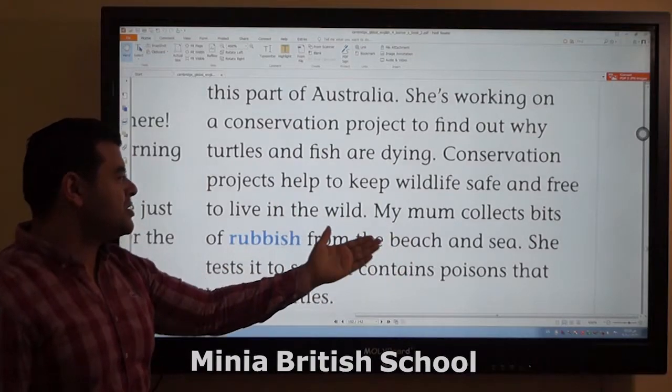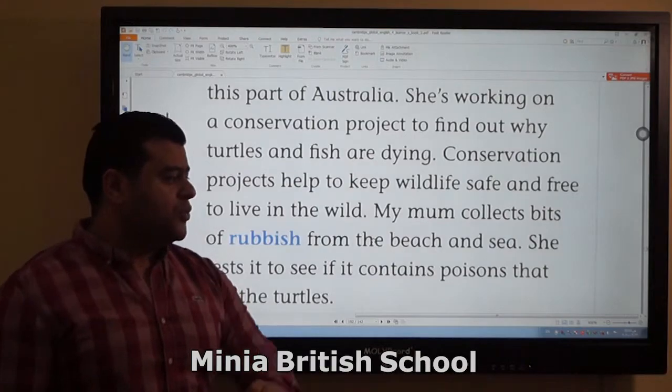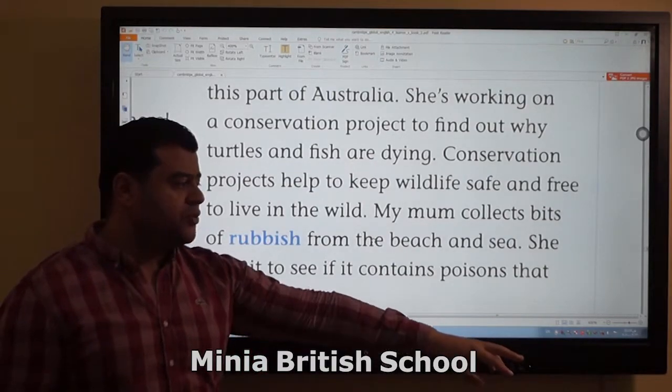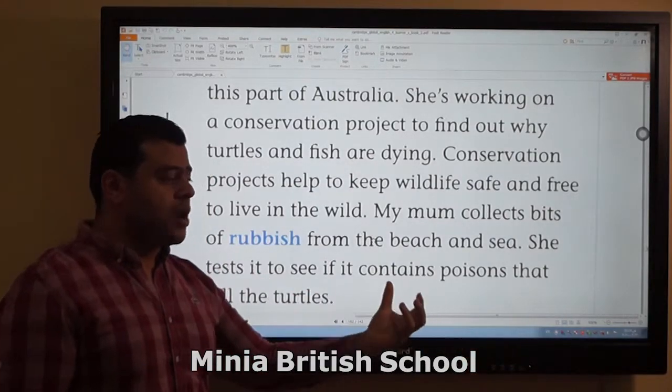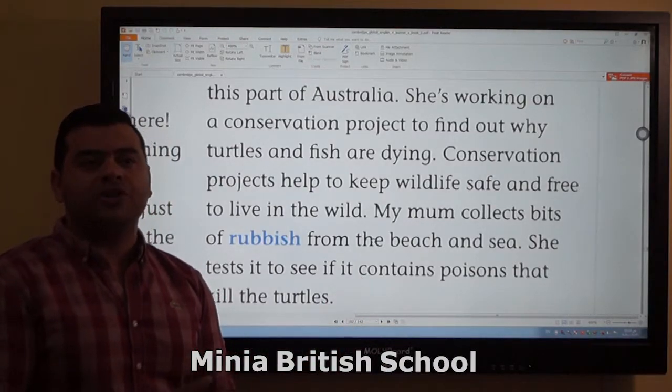My mom collects bits of rubbish. Do you know rubbish? Things we don't need. We throw them in the rubbish or in the bin. So rubbish, garbage, or things we no longer need.